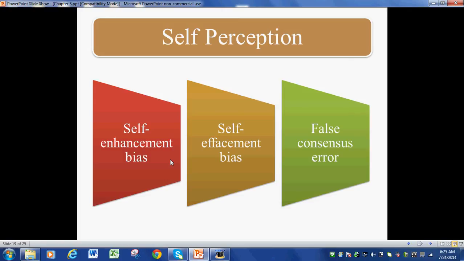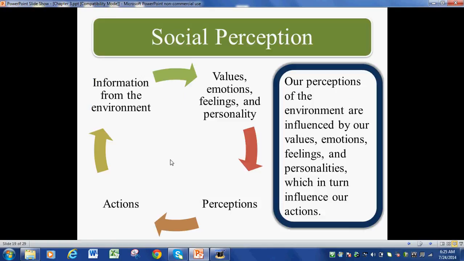So self-perception, you have self-enhancement bias, self-effacement bias, and a false consensus error. I'll let you guys study those on your own in the book. Social perception, you can look at this cycle as well. It's a very simple cycle, but be sure to touch on it. Our perceptions of the environment are influenced by our values, emotions, feelings, and personalities, which in turn influence our actions, right? So our perception influences how we handle things and what we do.